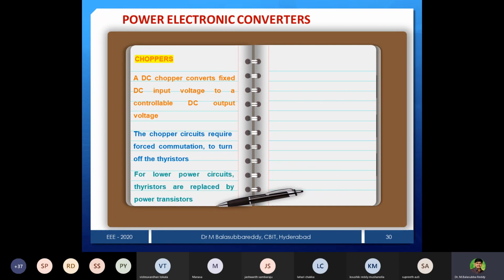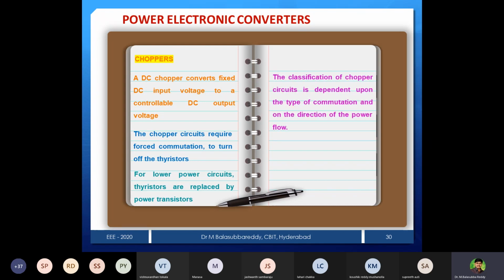And for low power circuits, thyristors are replaced by transistors. For the switch, I told you, it may be an SCR or thyristor, or BJT, or MOSFET, or IGBT. Any switch you can use. But for low rating applications, we can use BJT and MOSFET. For high rating applications, very high rating, we preferably use a thyristor.